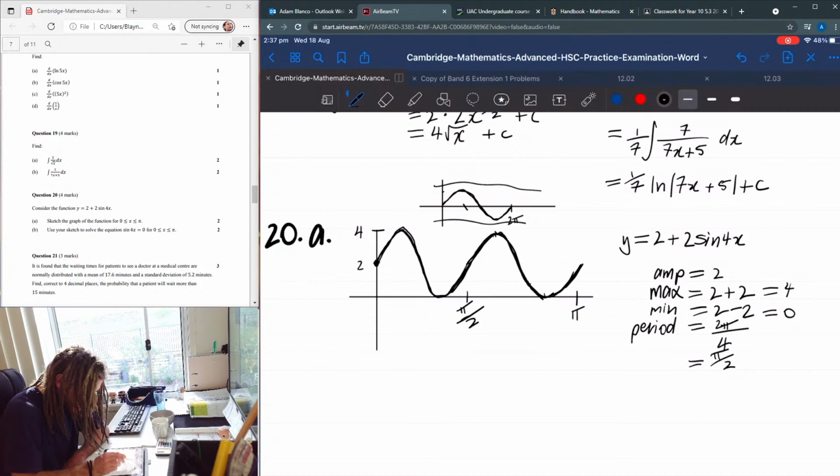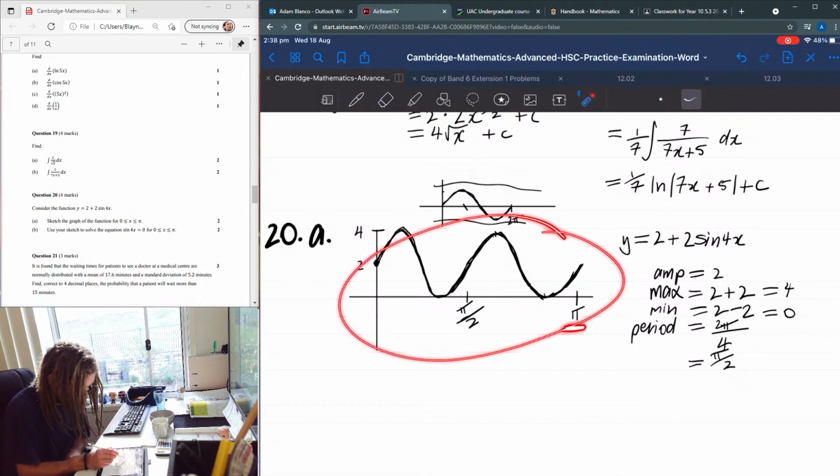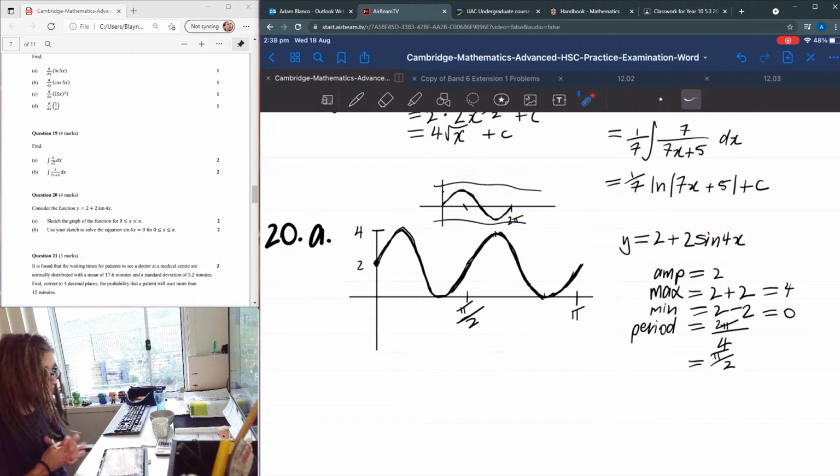So there's a couple of things you can take away from this 4. One, you can take away the period, so it does its thing to there. But also this 4 tells you it does its thing 4 times in the normal domain. So like this is our normal domain. It's going to do that 4 times. And here it's done it twice, but I've only got a pi, and the other one's 2 pi, so it's kind of double. Okay, so that's what my graph should look like.